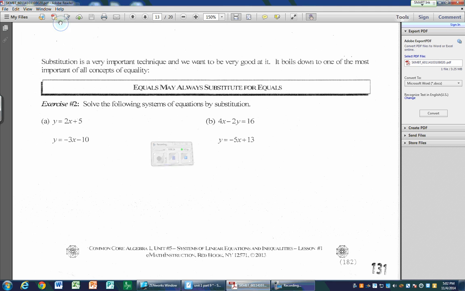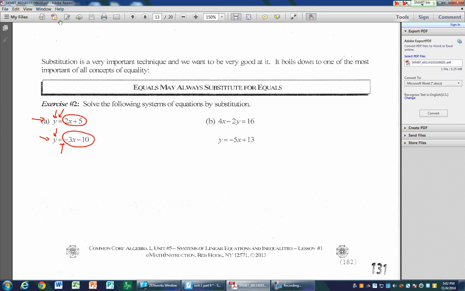Okay, I'm going to do one more as a model. I'm modeling this for you. First of all, I look at the two equations. I notice that this one says y is the same as all of that stuff, 2x plus 5. And I notice this one also says y is the same as negative 3x minus 10.